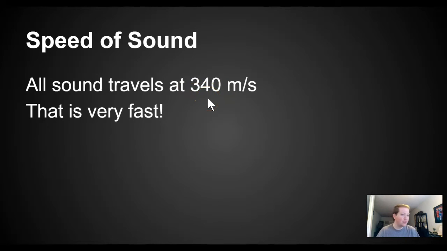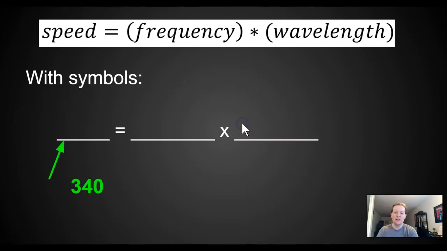This is the number. This is the speed of sound. This is faster than cars. It is faster than most planes. The speed of sound is quick. It's fast. It is constant. It is always 340 meters per second. So that's a little interesting.